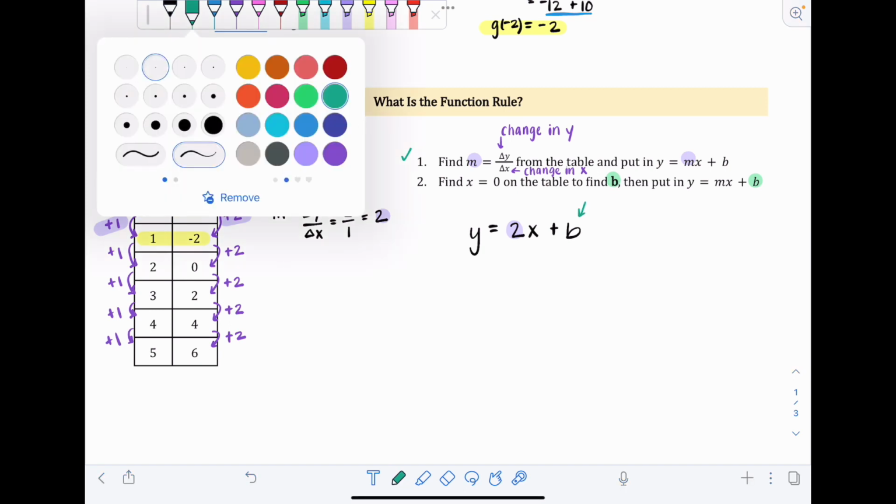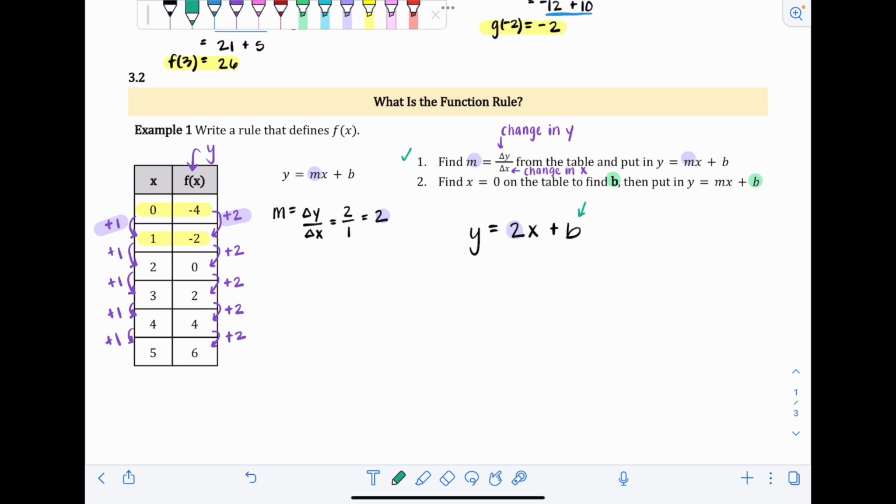Okay, so if I want to find x equals 0 on the table, it's right here. I need that full point, because the other number is going to be b. It ends up being our y-intercept, which is what b is. If you think about what that point would be on a graph, (0, -4), since the x-coordinate is 0, you wouldn't go up or down at all. You would just go down 4, which is the y-intercept. So anytime you find x equals 0 on the table, the other number is going to be b. So b equals 4.